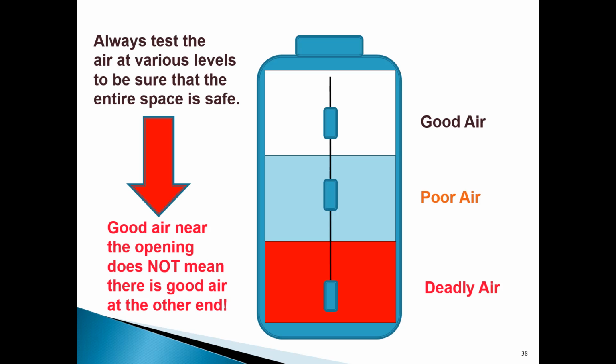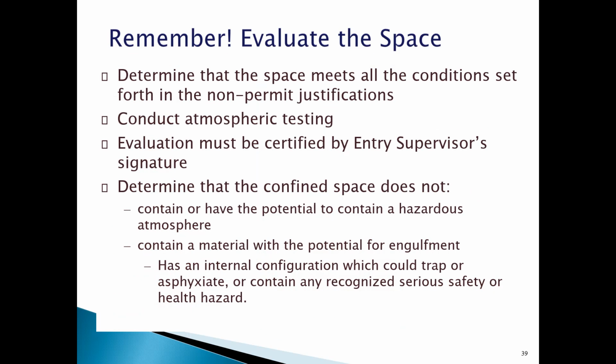Remember, evaluate the space. Determine that the space meets all the conditions set forth in a non-permit justification. Conduct atmospheric testing, and your evaluation must be signed and certified by your supervisor's signature. Determine the confined space does not have a hazardous atmosphere, does not contain a material with the potential for engulfment, and make sure that there's room for you to work. Even though it's a confined space, you have to have room to work.